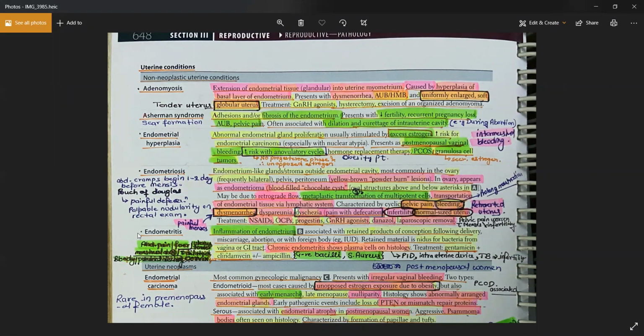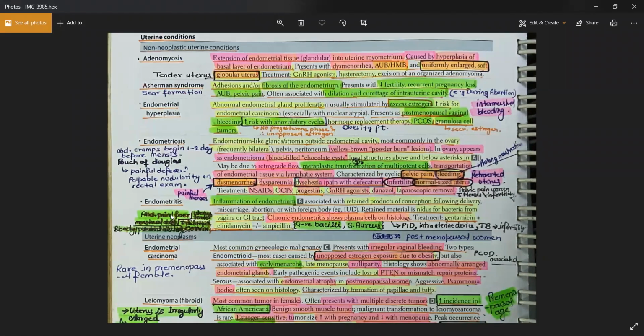Now, depending upon what bacteria could be causing it, you could give the patient gentamicin with clindamycin, with or without ampicillin. And if it is a case caused by PID, then you have to give the patient ceftriaxone along with azithromycin. So that's about the treatment of the patient, and that's all about endometritis. And please note, because it is a bacterial infection, you will always get a purulent discharge. A bloody or purulent discharge you will get from the vagina.